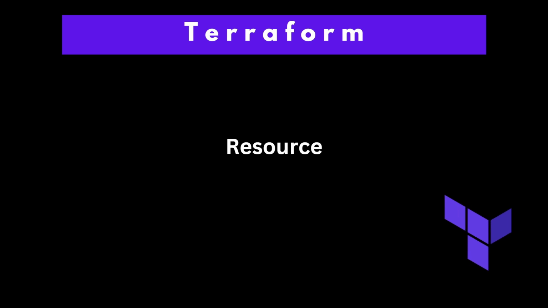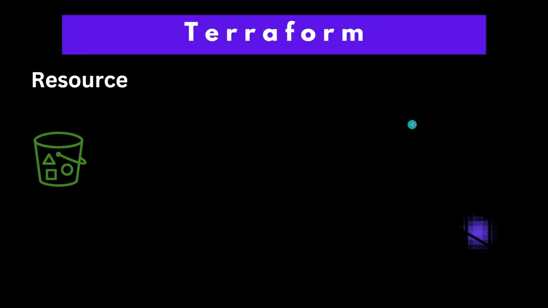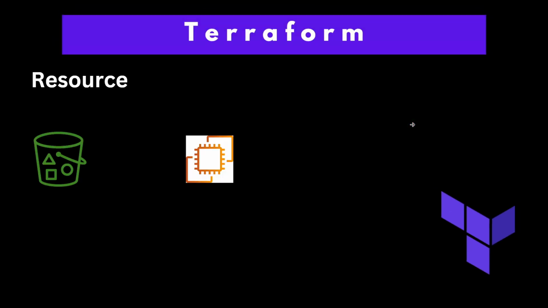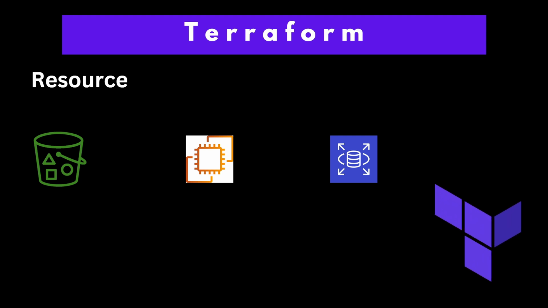In Terraform, resource blocks are how you define what you want to create, manage, or update. They describe specific infrastructure components like virtual machines, S3 buckets, or databases. So think of a resource like a blueprint for building something. It tells Terraform what to create and how it should look. Let's write our first resource block.